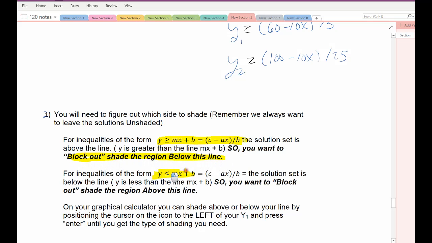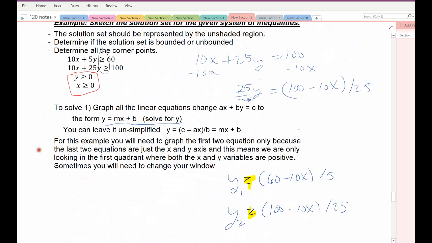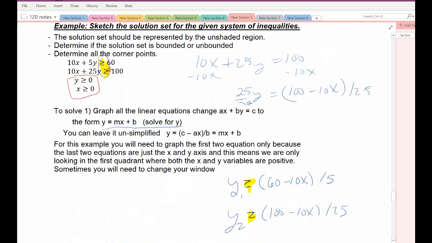If it's the less than case, my y values are smaller than my line, as my solutions are below the line, and so I want to get rid of the solutions that are above the line, and so I want to block out the region. I didn't do one of those, but that's the rule of thumb. Both of mine were the greater than cases. If you go look at these, both of these are the greater than cases.